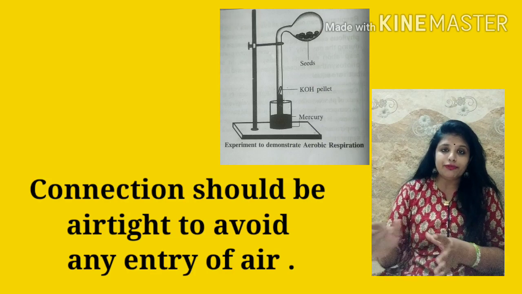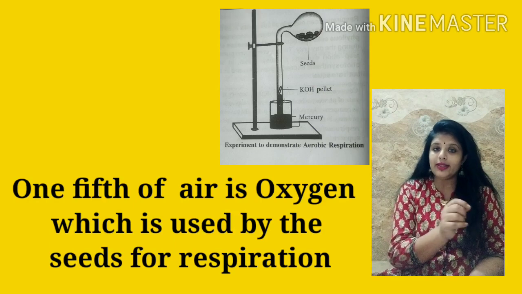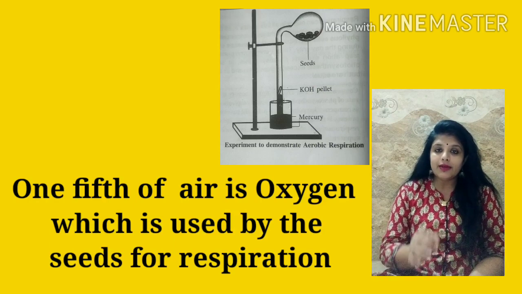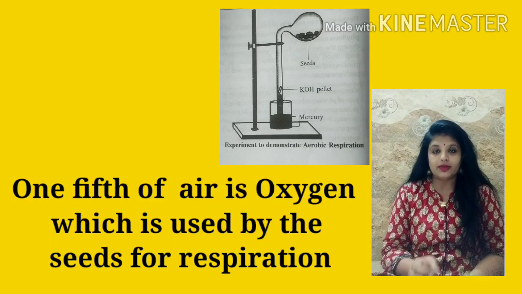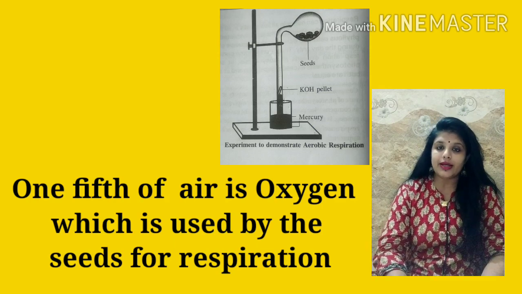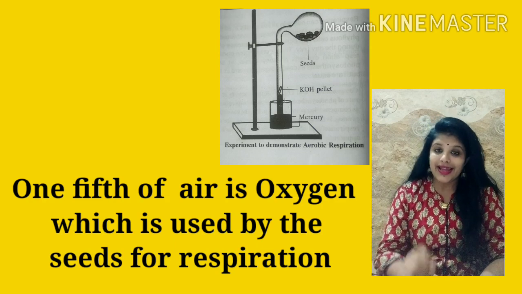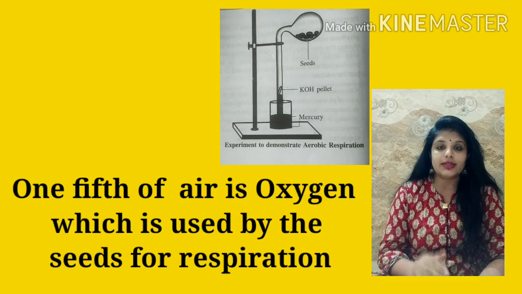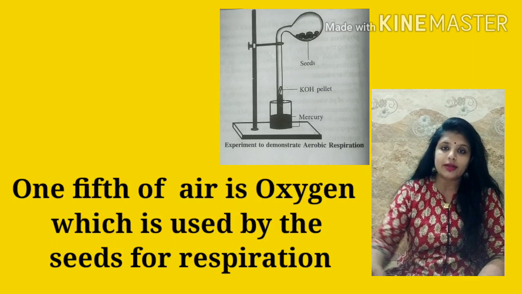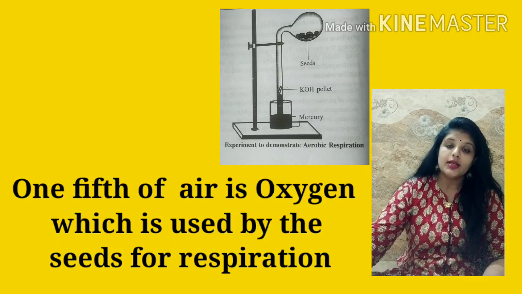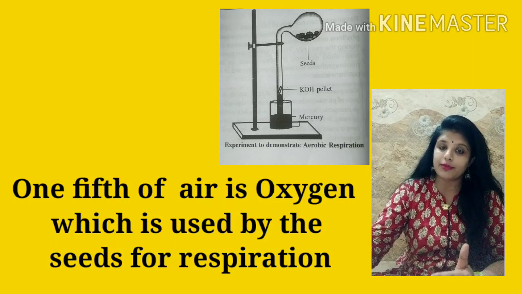Now when you keep it for an hour or so, you will find that in the respiroscope in which seeds are already there, the level of mercury will increase by 1/5 of the volume. Now why 1/5 of the volume? Out of air, seeds will absorb 1/5 amount of oxygen for respiration, and whatever carbon dioxide is produced will be used by KOH. कहने का मतलब है कि जो भी रेस्पिरोस्कोप के अंदर एयर प्रेजेंट है, उसमें से 1/5 पार्ट जो है वो ऑक्सीजन है, and that oxygen will be utilized at the time of respiration.